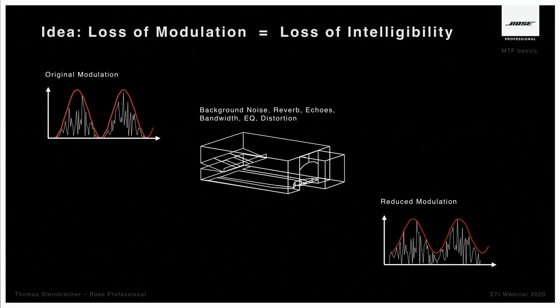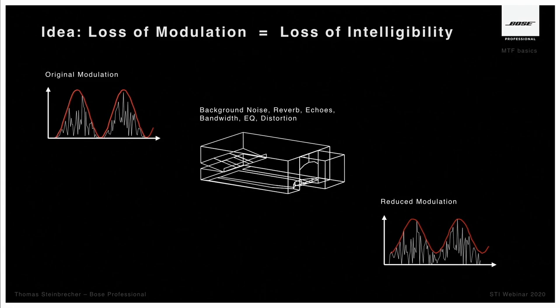So we have an originally modulated signal on the upper left. We feed that into a sound system, and the sound system could comprise background noise, loudspeakers, bandwidth limitations, distortion, things like that. And then somewhere in that room, we measure an output of that system, and that has some kind of reduced modulation, as you can see on the lower right. And that is something we would like to evaluate.